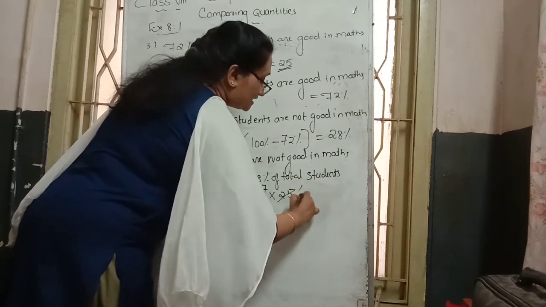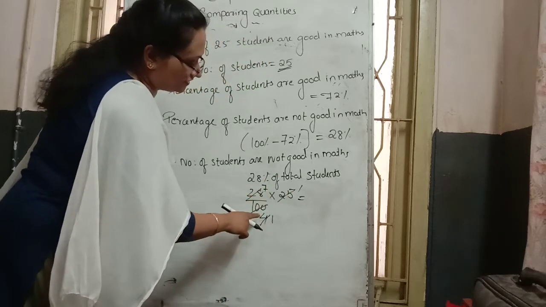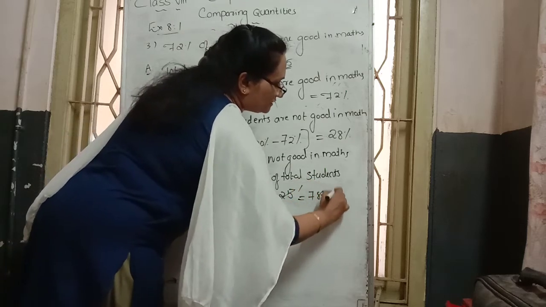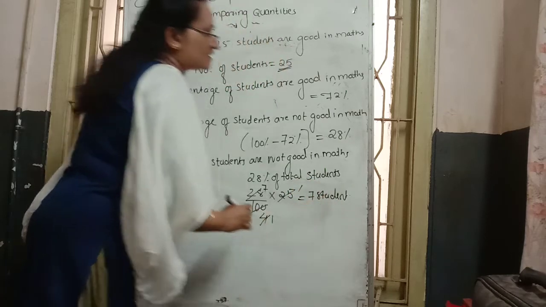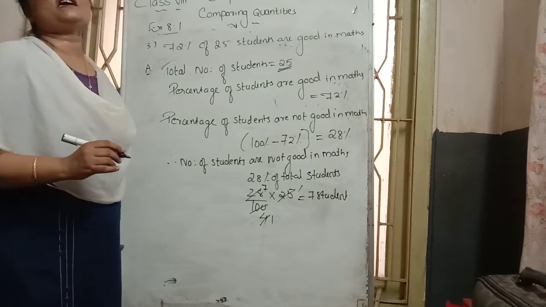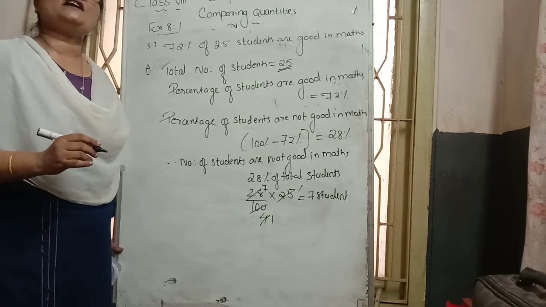28 becomes 4 into 7, 28. Here, how much? 4 into 7 becomes 20. So how many students are not good in maths? Here, 7 students are not good in maths. The remaining students, 18 students, are good in maths.